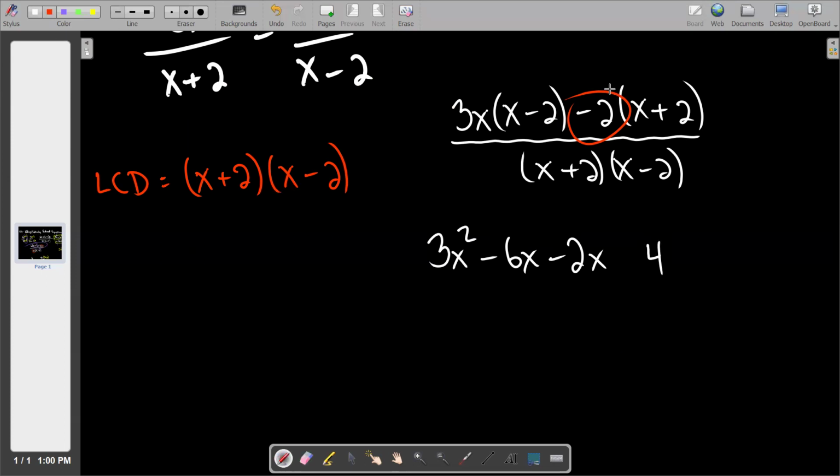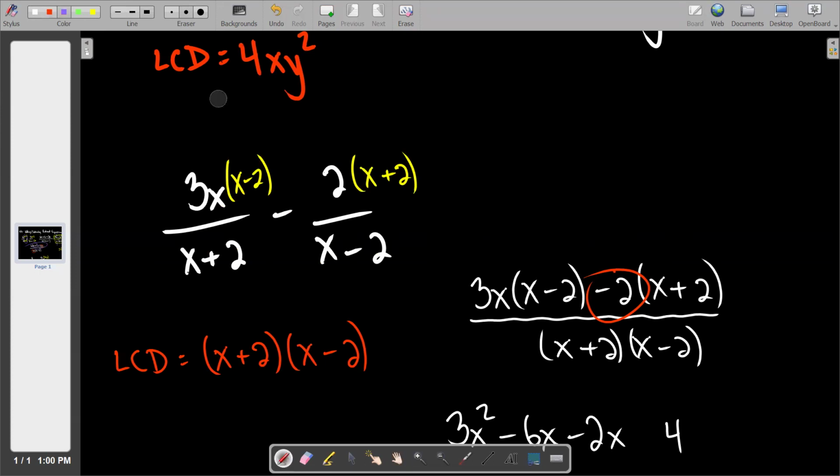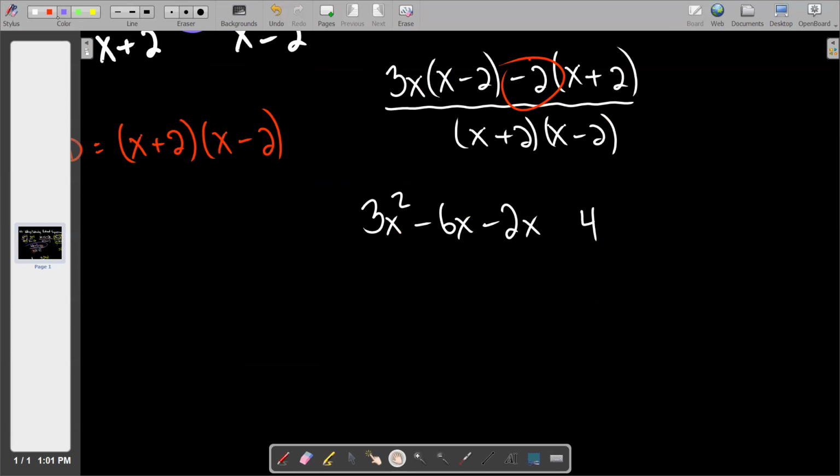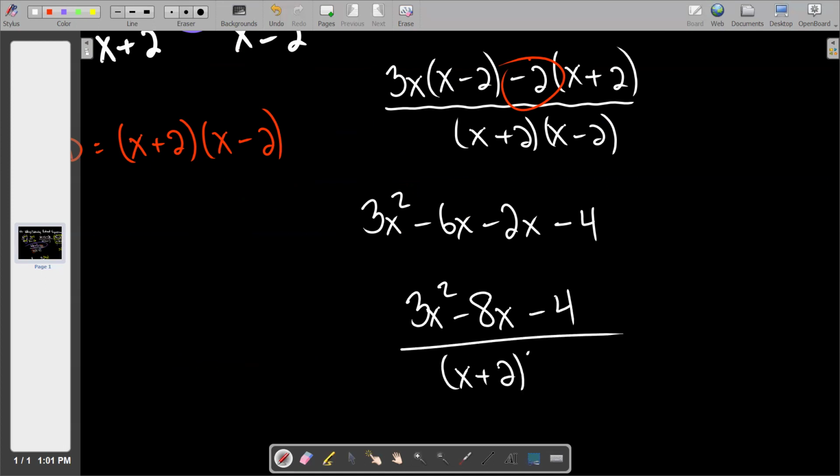Because of distribution. This minus hides in the middle of problems, I'm going to circle it in purple for you. That minus right there could be a killer because it's like a distributor. And so just be careful, I guess. So we do wind up with -4. And then when we clean all this up, we get 3x squared minus 8x minus 4. And we put that all over x plus 2, x minus 2.